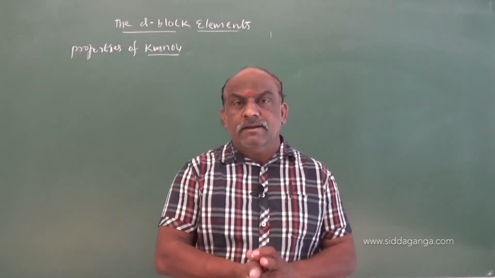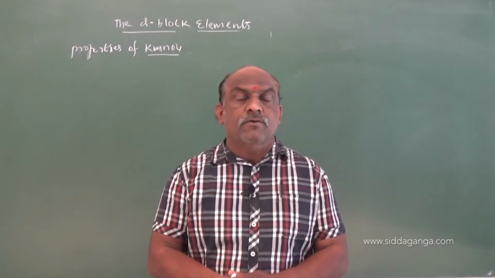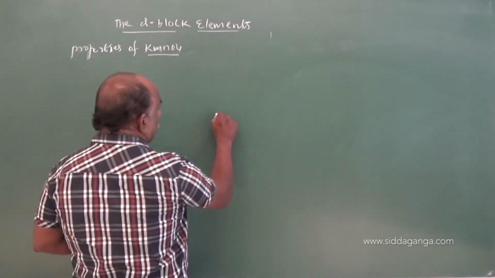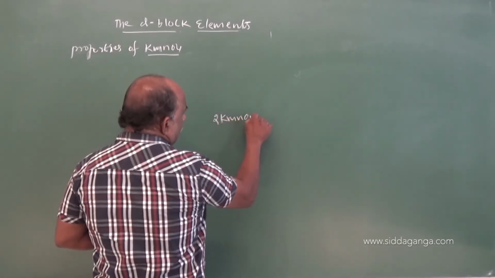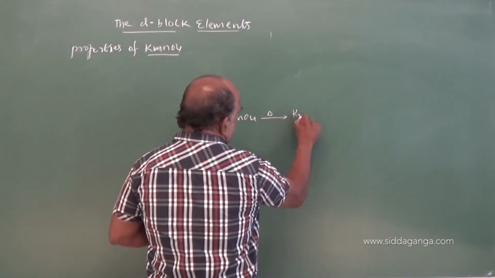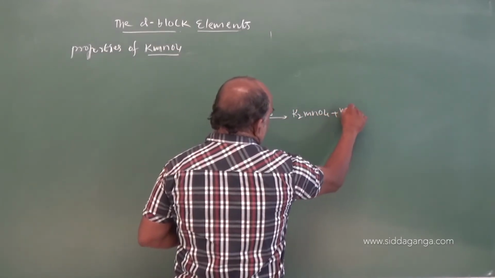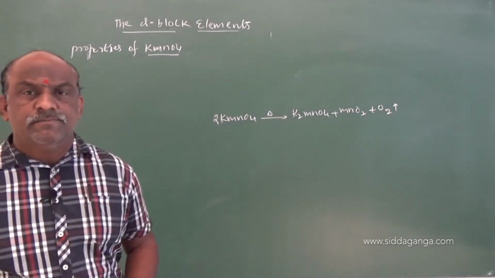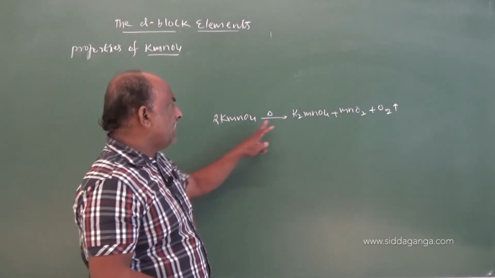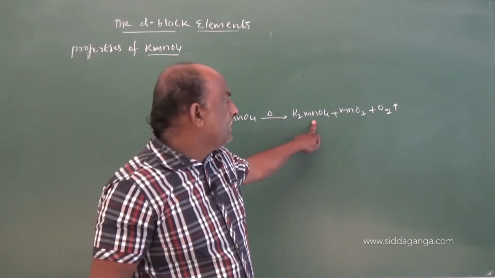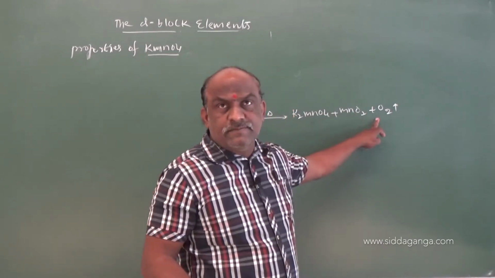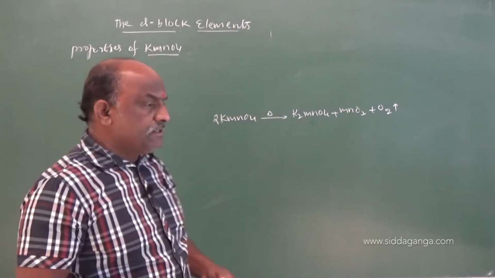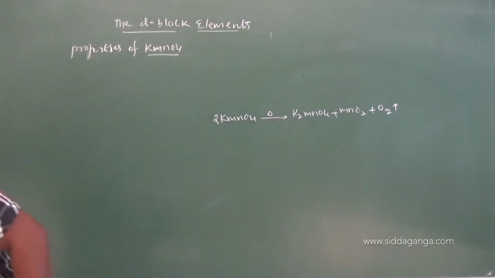On heating permanganate, it liberates manganate. KMnO4 gives rise to K2MnO4 plus MnO2 plus O2. This reaction is very important. 2KMnO4, permanganate, we should heat, then we will get K2MnO4 plus MnO2 plus O2, liberating O2. On heating, potassium permanganate liberates potassium manganate along with manganese dioxide, and oxygen is liberated. So here potassium permanganate acts as a powerful oxidizing agent.